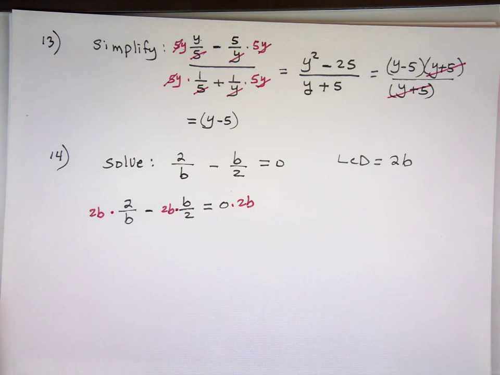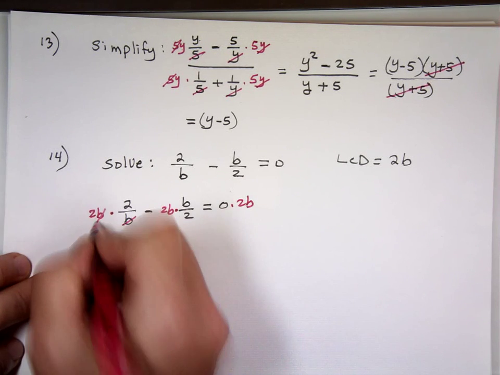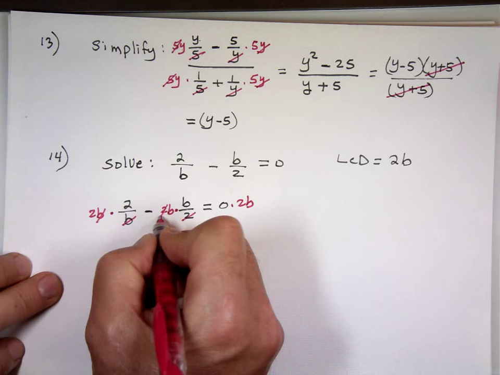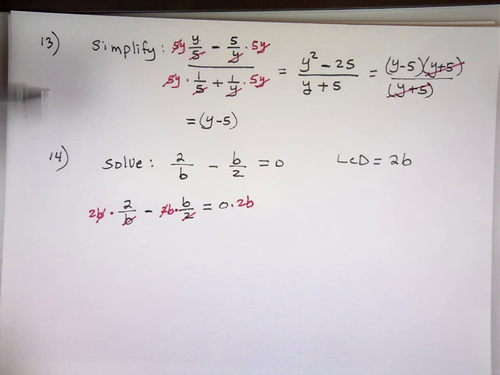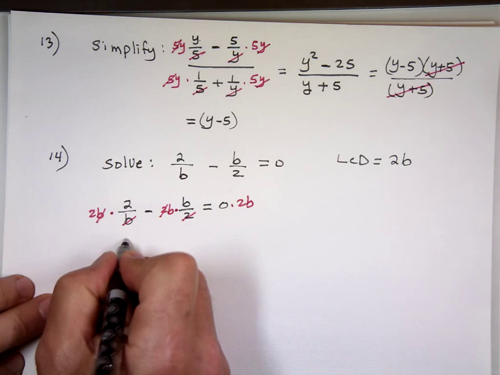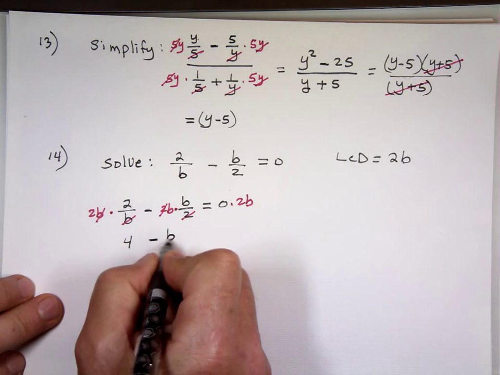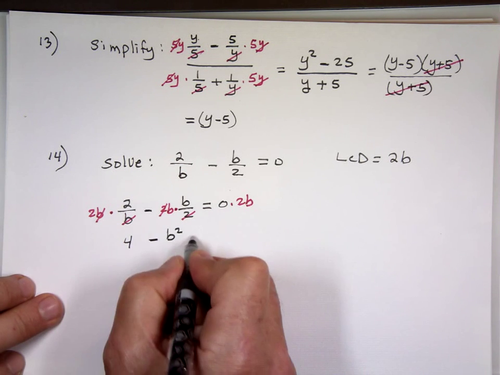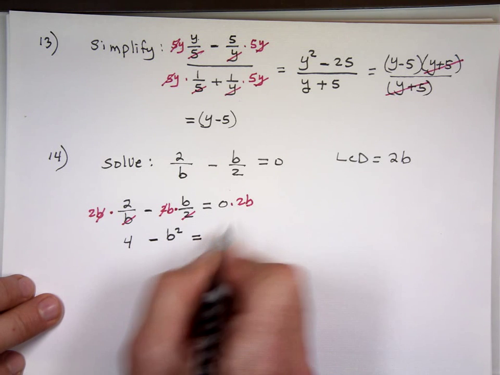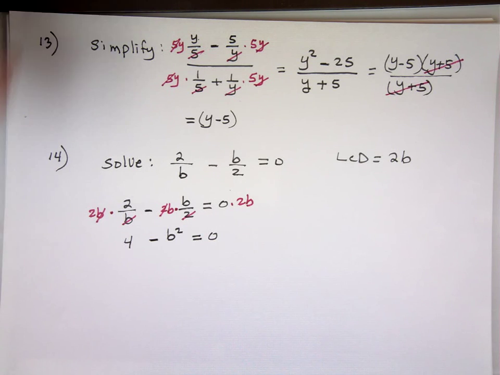And notice the b cancels the b, the 2 cancels the 2. So what is 2 times 2? 4. What's b times b? b squared equals 0, times anything is 0. That is a quadratic equation.